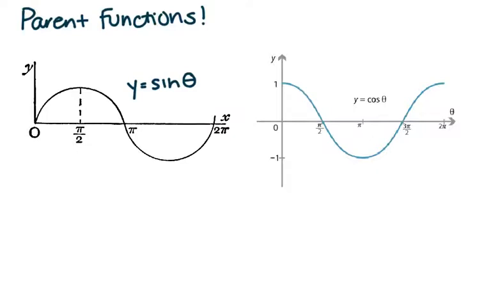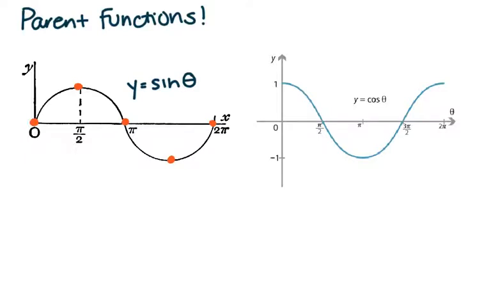When we look at a sine curve, there are going to be 5 main points we will focus on. The point 0, 0, the point pi over 2, 1, pi, 0, 3 pi over 2, negative 1, and 2 pi, 0. Those 5 points are going to be our key points when graphing any sine function.